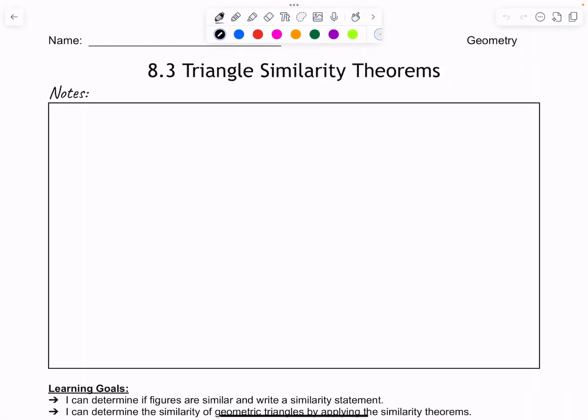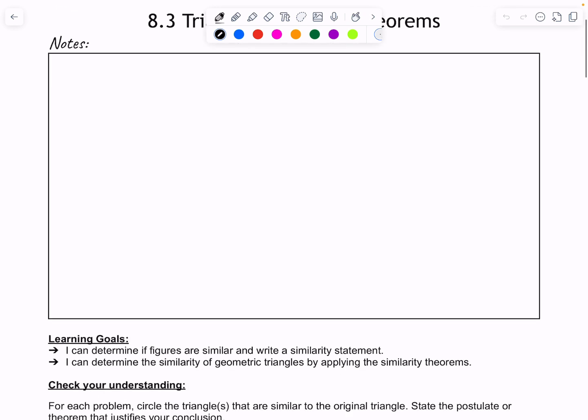For this video, I'm going to go over using our three similarity theorems. We've already talked about angle-angle similarity in the previous lesson, but I'm going to add two more in this one, side-side-side similarity for these triangles, as well as side-angle-side similarity. All right, so I'll summarize those real quick.